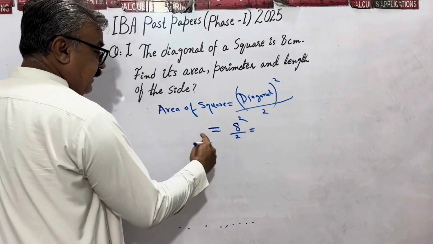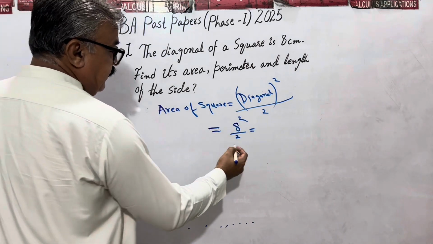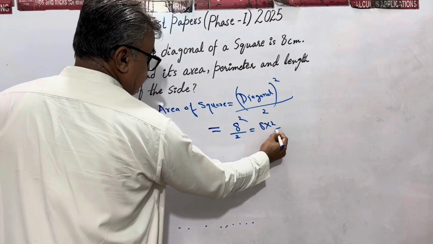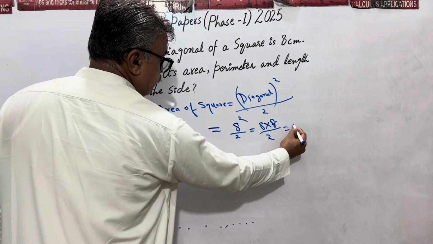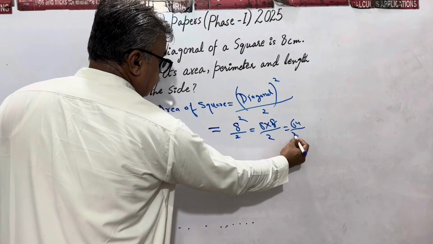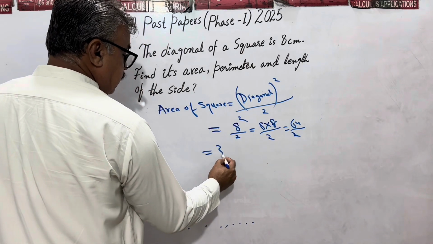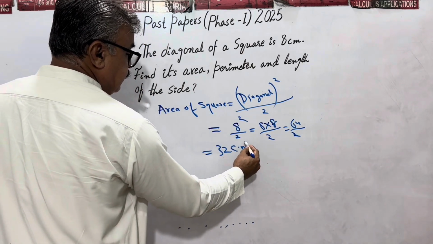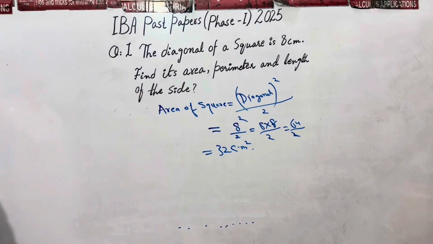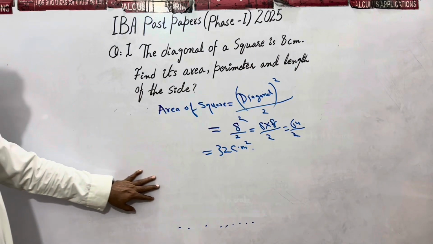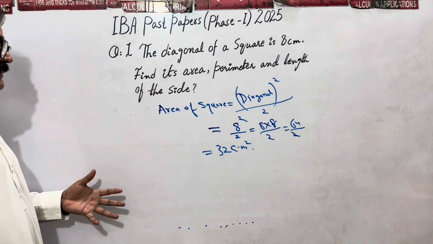The square of 8 is 8 times 8, divided by 2. 64 divided by 2. So the area is 32 centimeter square. 32 centimeter square is the area of a square when the diagonal is given to us.